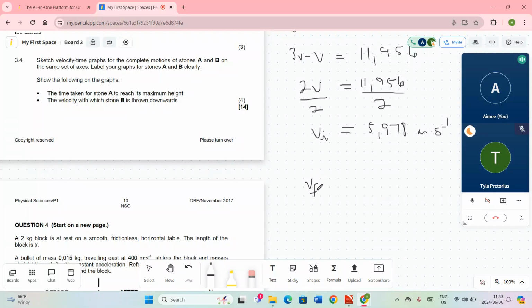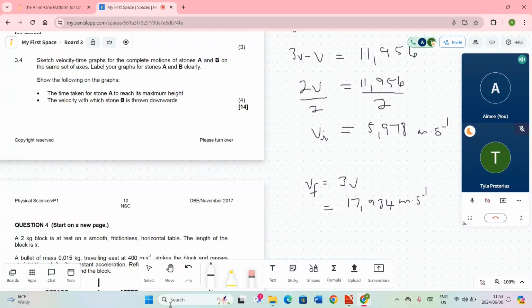my VF, which is equal to 3V, is equal to 5.978 multiplied by 3, which is 17.934 meters per second.